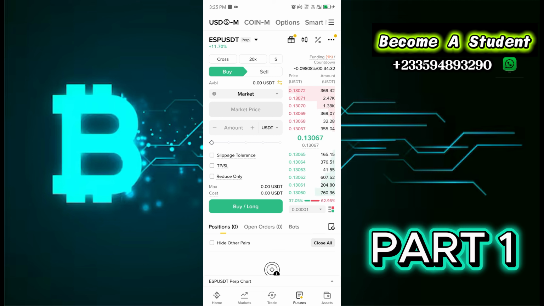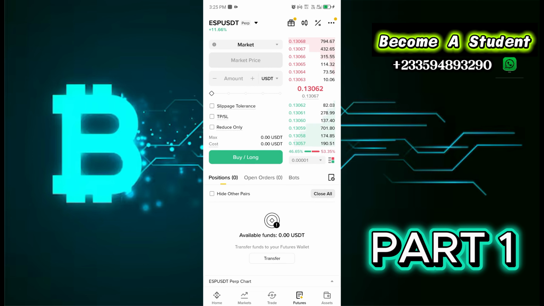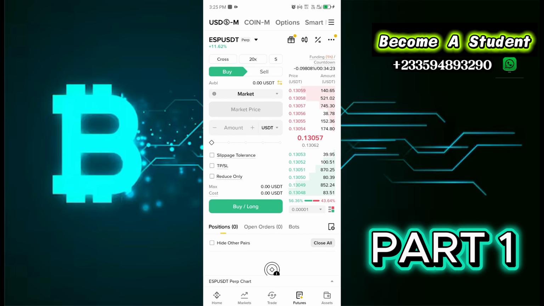Now when you come into your application, this is your futures wallet. If you are just signing up, they might tell you to open or register for a futures account. You still click on this futures place. When it comes, they might ask you a few questions. It's just normal questions. When you pass it, they will open it just like this one.